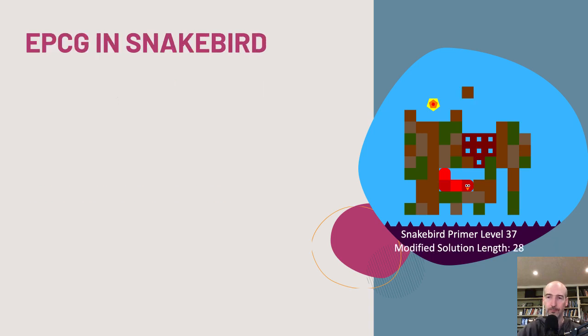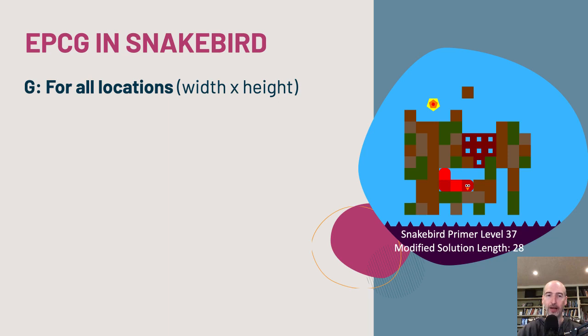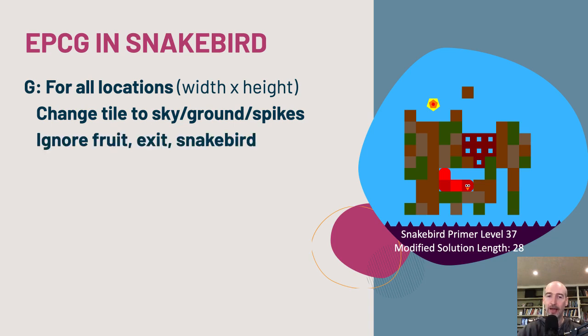So in SNAKEBIRD, the generator is going to be looking at all possible locations on the map, all X and Y locations, and we're going to be generating the possibility of changing each tile independently, either to sky, ground, or spikes, depending on what it is already. And we're only going to think about the sky, ground, and spikes tiles, so we're going to ignore things like the exit. We're not going to change those.